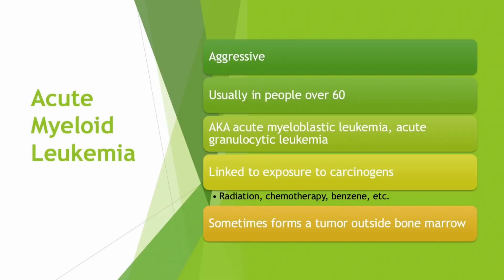Acute myeloid leukemia is an aggressive form of the disease. It's usually seen in people over 60 years old. This type is linked to exposure to carcinogens such as radiation, chemotherapy, benzene, and other toxic substances. Sometimes acute myeloid leukemia forms a tumor outside the bone marrow.